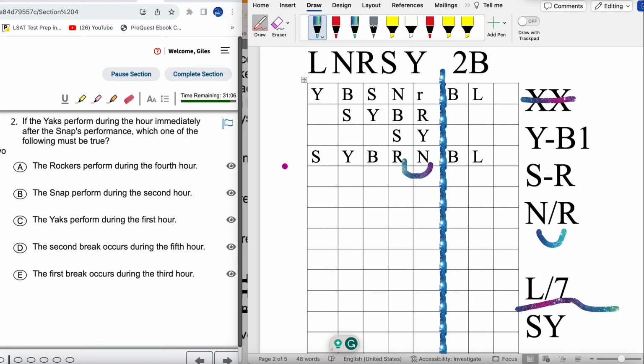The Snap performed during the 2nd hour. We don't see that. Yakes performs during the 1st hour. We also don't see that. The second break occurs during the 5th hour. We don't see that, but we do see a performance though. The first break occurs during the 3rd hour. That is a must be true, because it does have to separate R and N. So yeah, we can use that as the must be true. And also, we see that the Rocker is in the 4th position, but it does have the ability to go back and forth, but that break doesn't though.